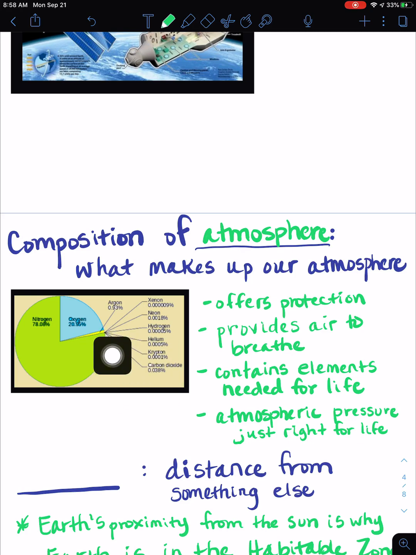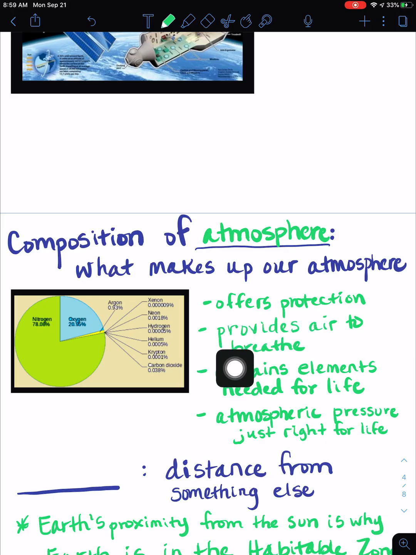But what our atmosphere does for life is it offers us protection from the dangers of space, because you have particles in space, from comets and meteors and equipment actually, that could fall back down to the Earth, and a lot of things just burn up in our atmosphere as they go through. And then you have also protection from the UV rays from the sun.